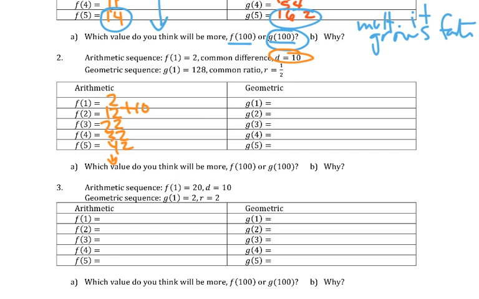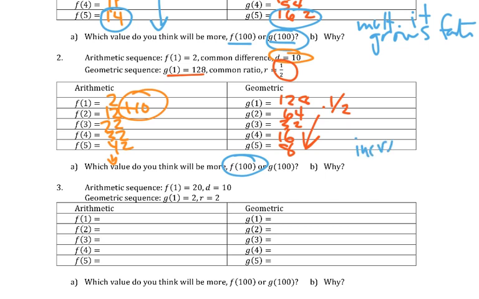For geometric, we start at 128. Common ratio is 1/2, so we're timesing by 1/2. So 128 times 1/2 gives us 64. Times 1/2 would be 32. Then 16. Then 8. Again, which one is going to give us a greater value? Well, arithmetic here is adding 10, whereas we're getting smaller in geometric. So I'm pretty sure arithmetic, once we get to 100, is going to be a lot bigger. Why? Because that one is increasing, going up, whereas the geometric is decreasing.